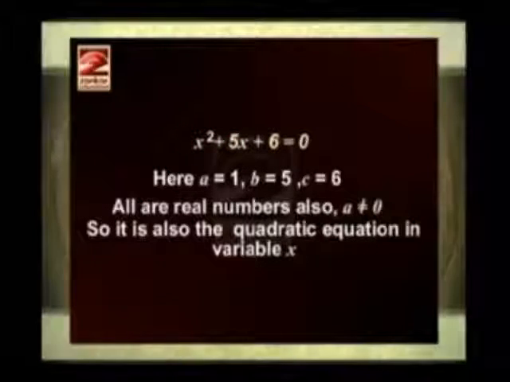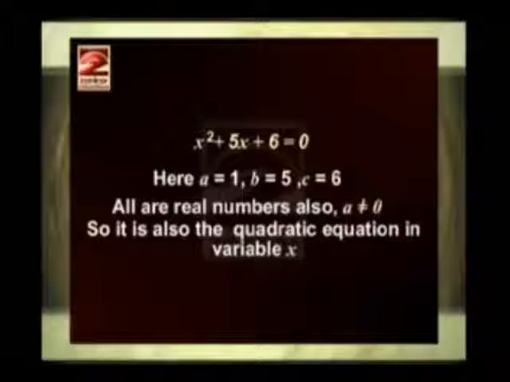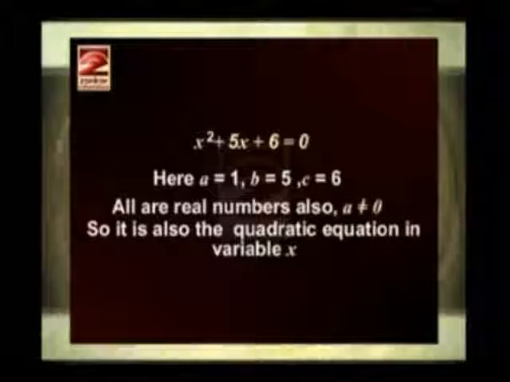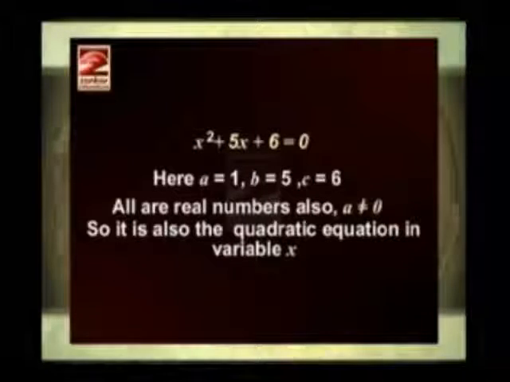Now look at this equation. x square plus 5x plus 6 is equal to 0. Here a is 1, b is 5, c is 6. All are real numbers. Also a is not equal to 0. So it is also the quadratic equation in variable x.